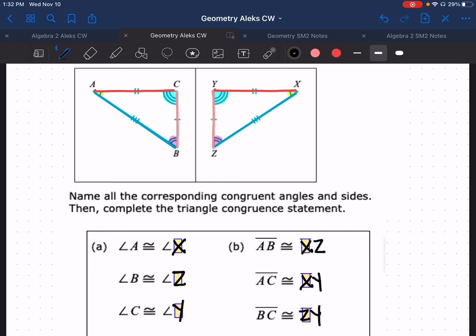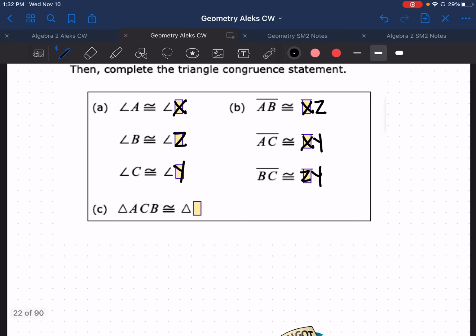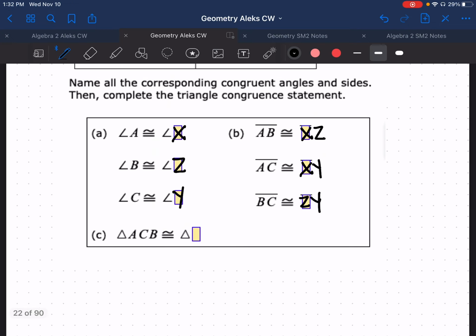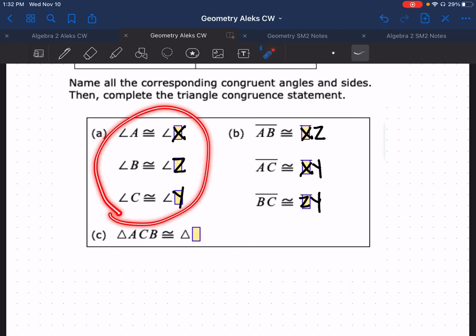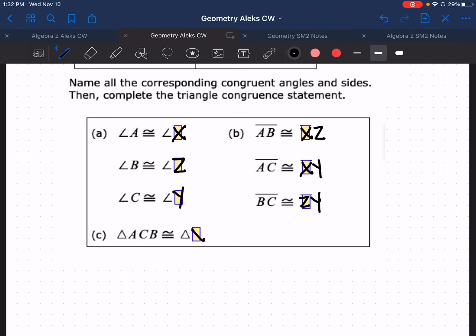All right, then the easiest thing to do, I really think, instead of looking at the picture, is to simply look right up here. Match the letters. A is X, C is Y, and B is Z. And there's your correct answer.